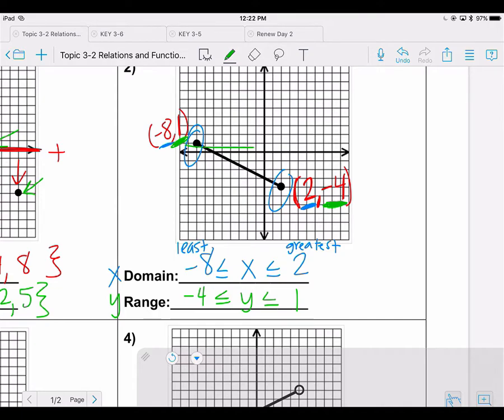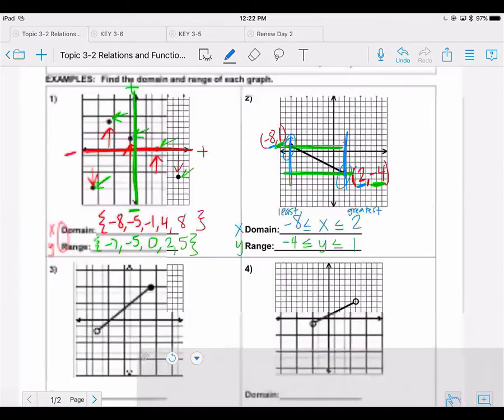Another thing you could do would be to draw, like those would be my y's, this would be my x's, and kind of make a box and figure out least to greatest in that box. I find it easier to write the points out so I can see exactly what I'm dealing with.